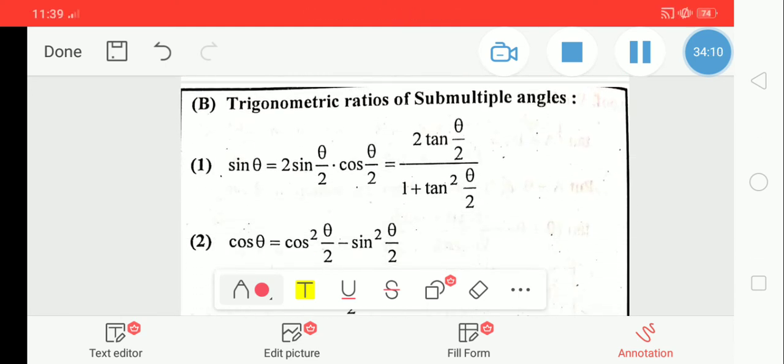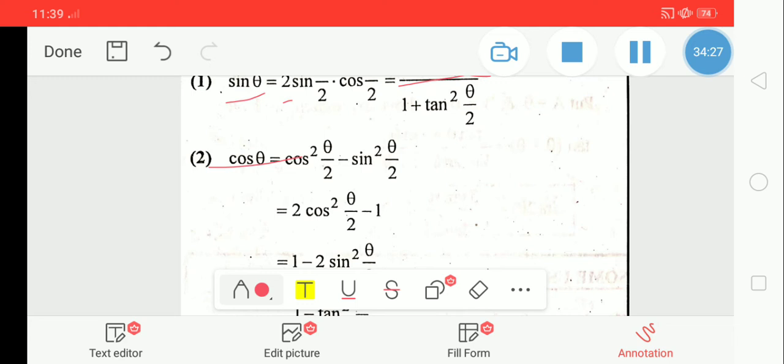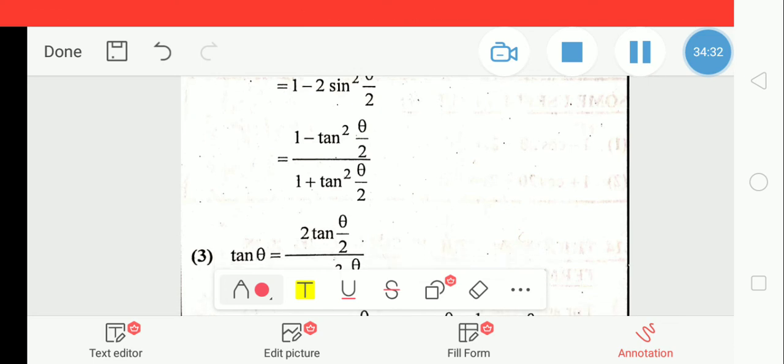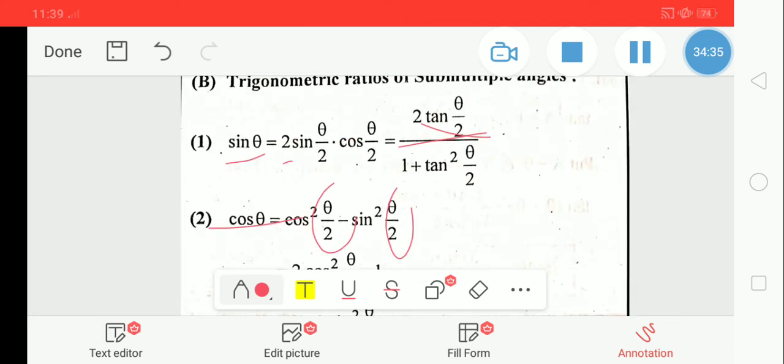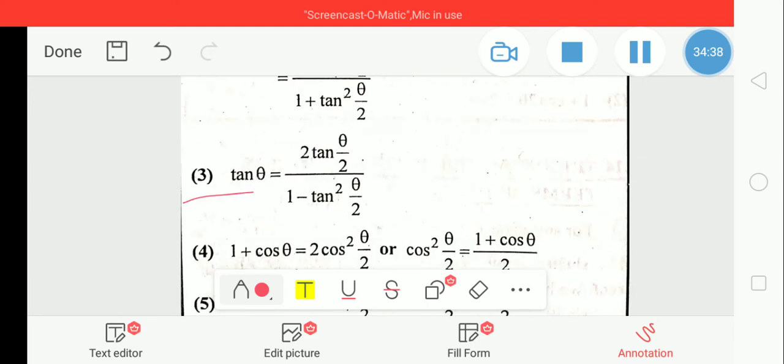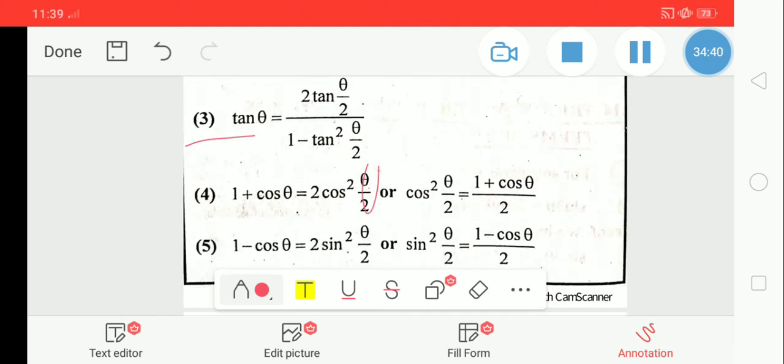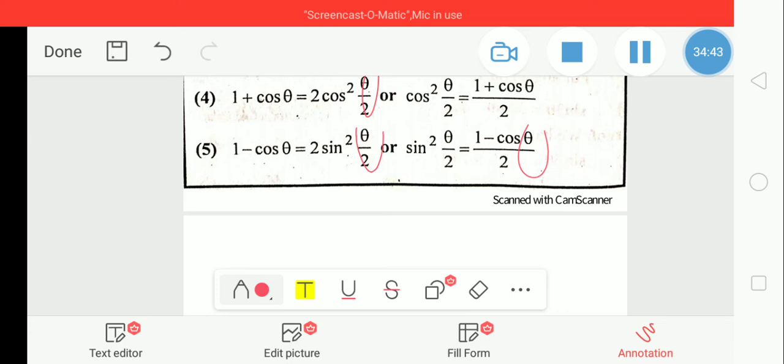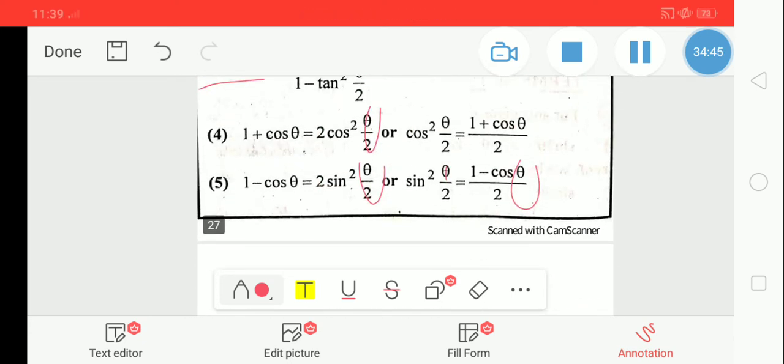Now the trigonometric ratios of sub-multiple angles. Sin theta we can also write as 2 sin theta by 2 cos theta by 2, and we can also write 2 tan of theta by 2 divided by 1 plus tan square theta by 2. In this one we are just changing theta to theta by 2, so these are sub-multiple angles, and we write them only by changing theta to theta by 2, both are the same here.